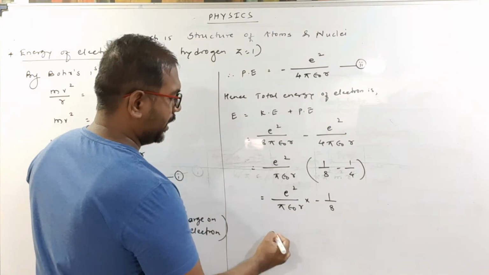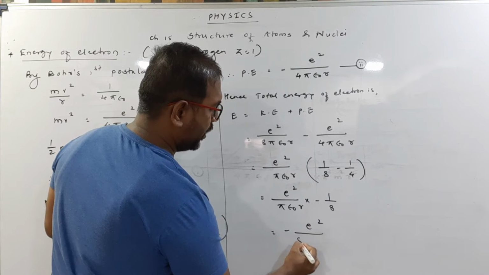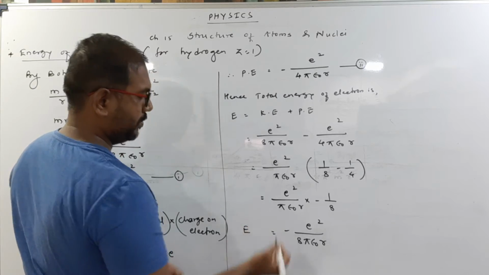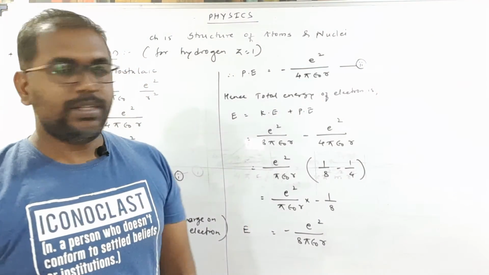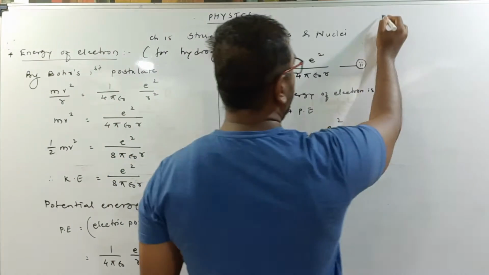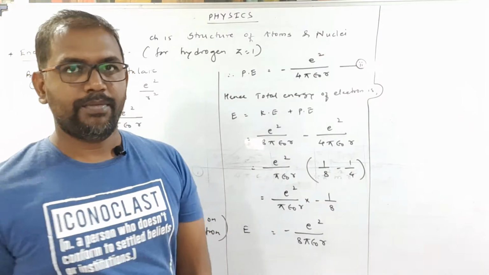So this minus 1 by 8. So I can write it here, minus e square divided by 8 pi epsilon 0 r. So this is the total energy. Now in this total energy, we have to substitute the radius of Bohr's orbit, which we already obtained in the previous topic.